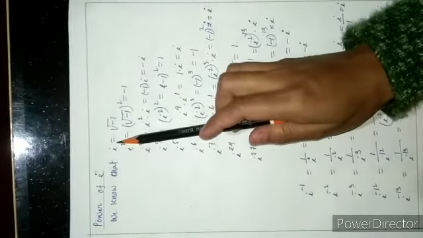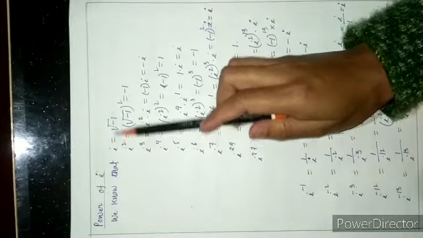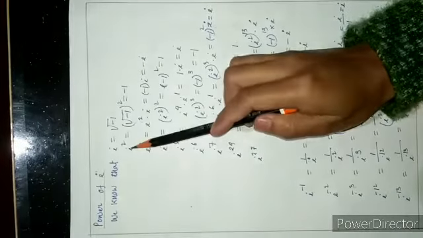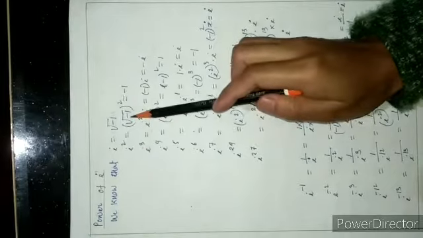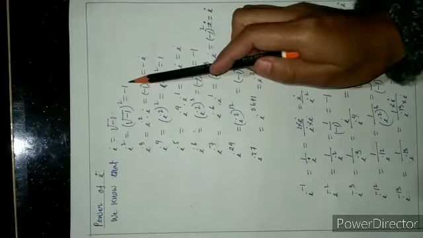We know that i is the imaginary number and i is equal to root over minus 1. And i square is minus 1 whole square, it will be equal to minus 1.